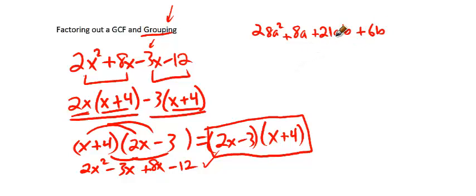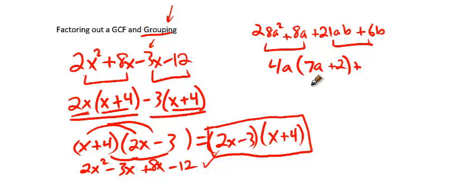Now, this one I can't really combine like terms. I don't have like terms here, so I just have to work with it the way I can. So if I go with the first pair and the second pair, in the first group, I can take a 4 out of 28 and 8, leaving 7a plus 2.